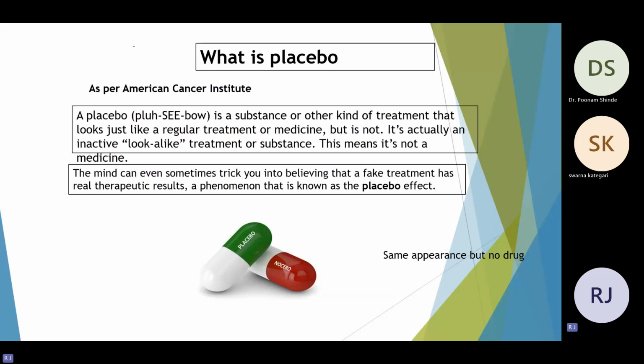So the first term, and I think many of you might know this one, is placebo. Okay, so what is placebo? As per the American Cancer Institute, a placebo is a substance or any kind of treatment that looks just like a regular treatment or medicine, but it is not. It is actually an inactive look-alike treatment or substance.